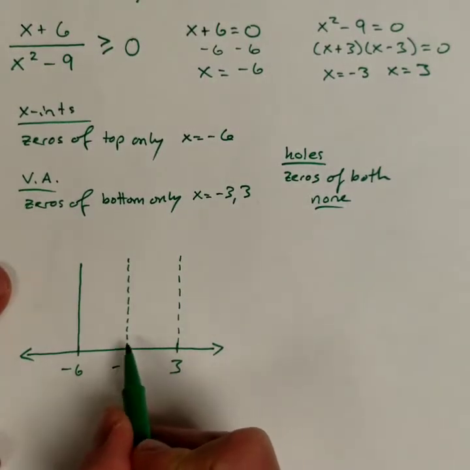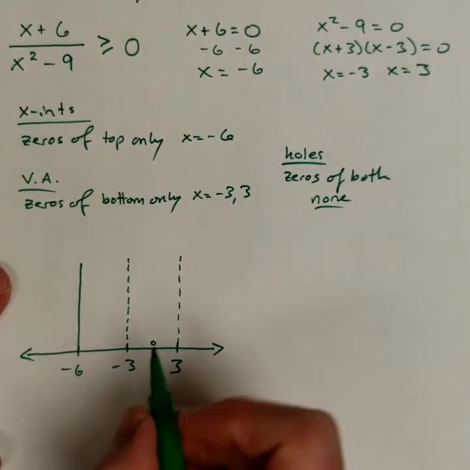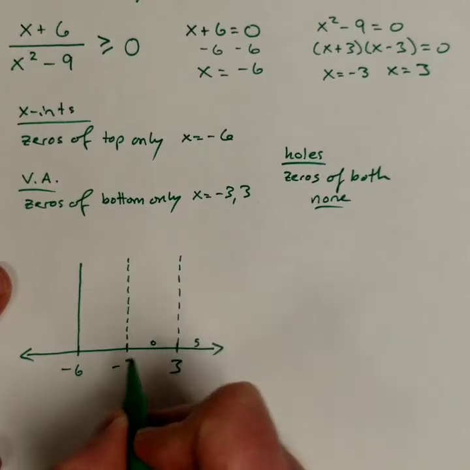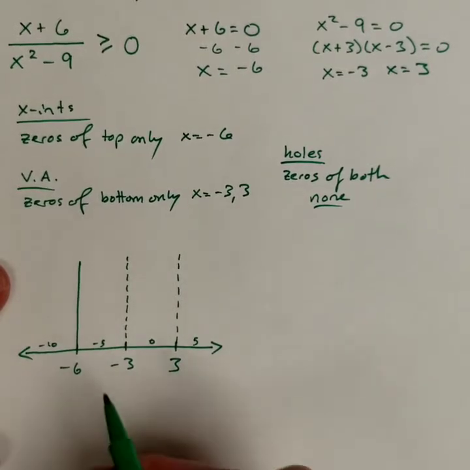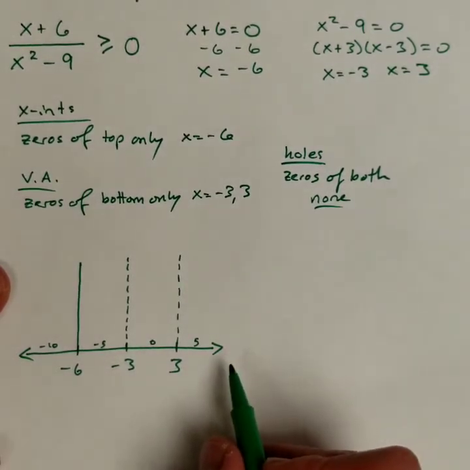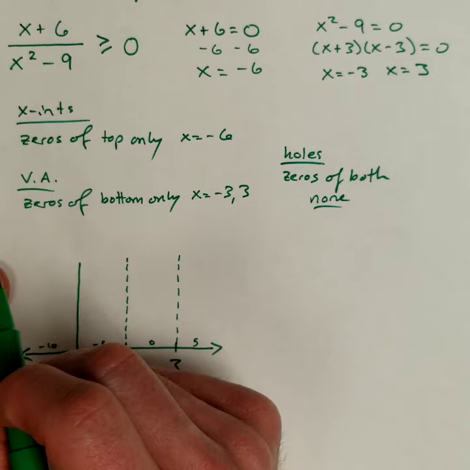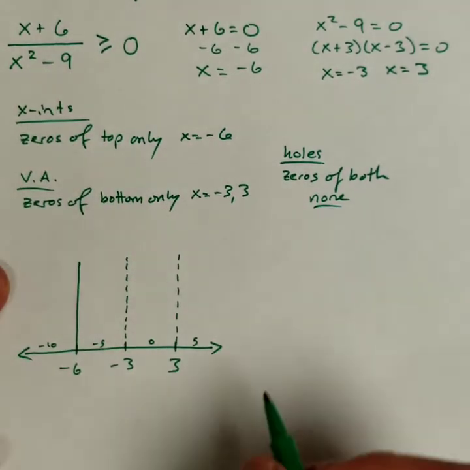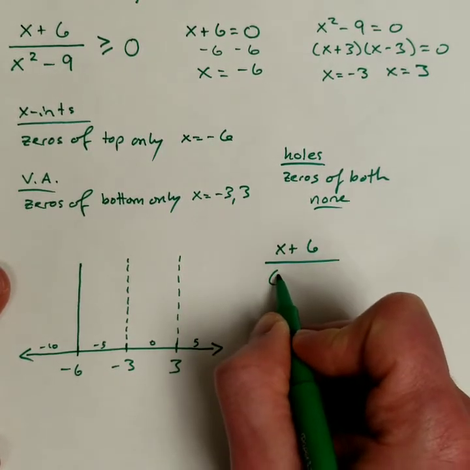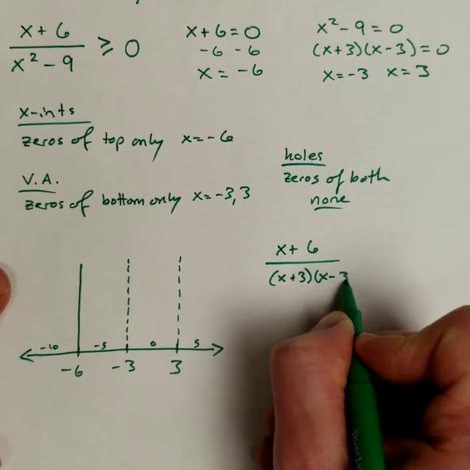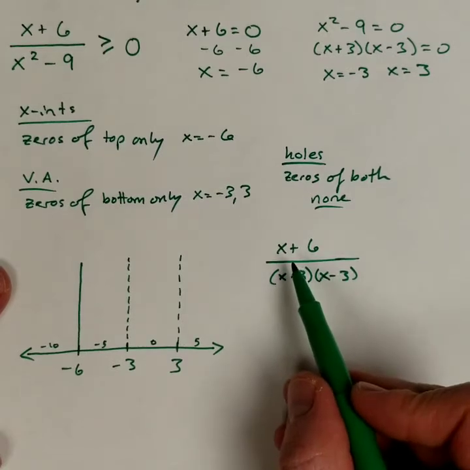So I need a number in each of these three intervals. 0 is a nice one. I'm going to pop into that one interval there. Maybe we'll go with 5 and negative 5 and negative 10, just because those are nice numbers. And I'm going to plug those into my original rational function, except I'm going to use the factored form. So I'm going to plug them into x plus 6 over x plus 3 times x minus 3. So we have these three factors.